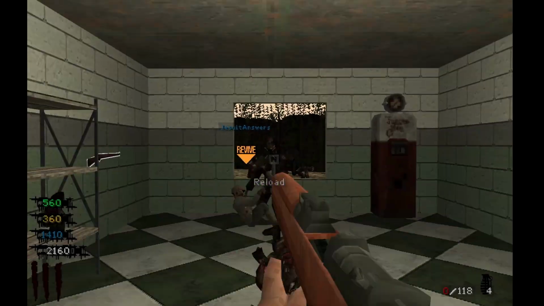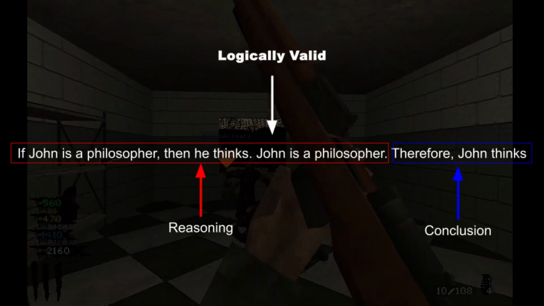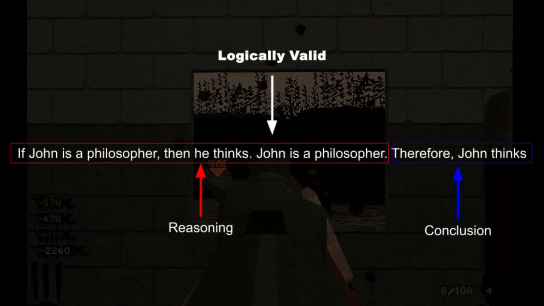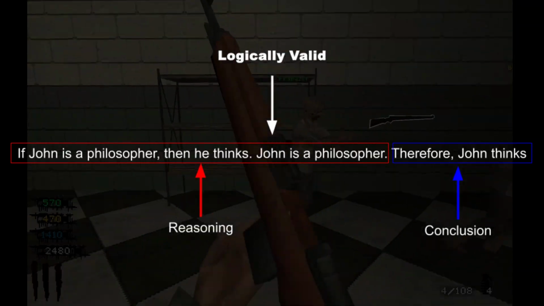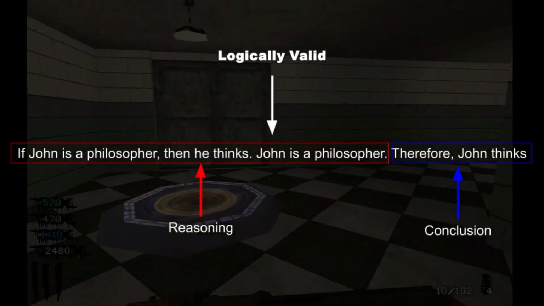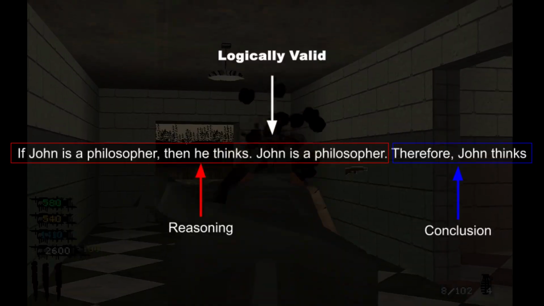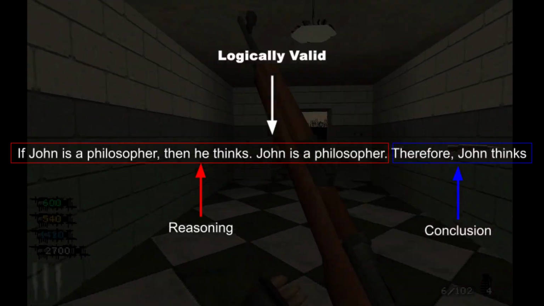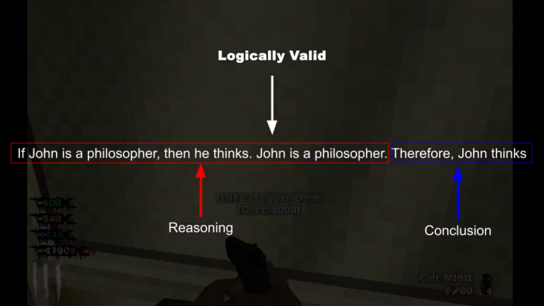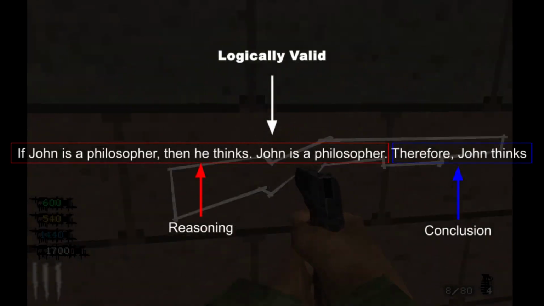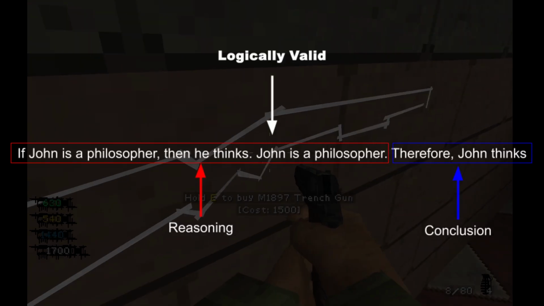So let's take this example. If John is a philosopher, then he thinks. John is a philosopher, therefore John thinks. In this argument, the conclusion is that John thinks. And the two premises we're using are, one, John is a philosopher, and two, if John is a philosopher, then he thinks. So here, this argument is logically valid. The conclusion actually follows from the premises.